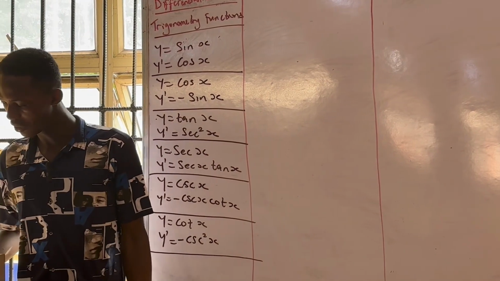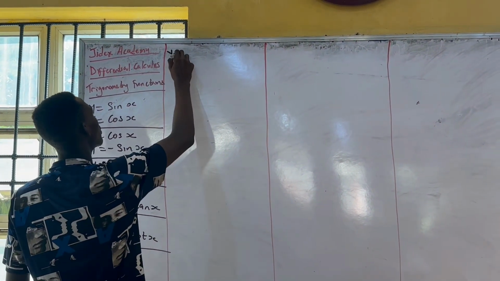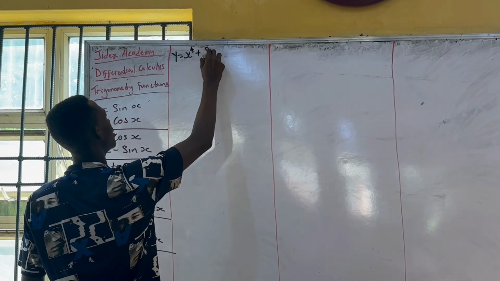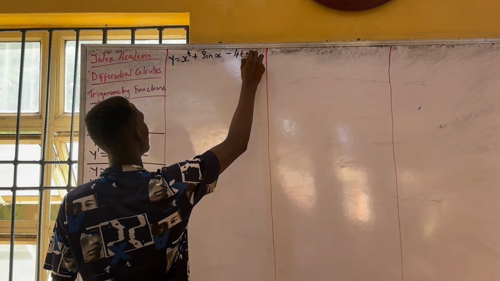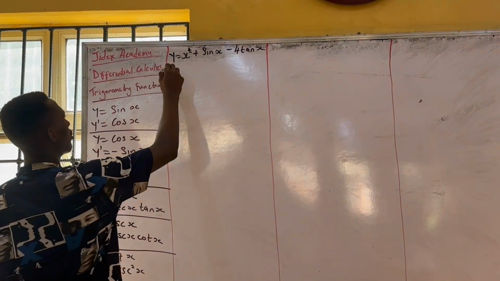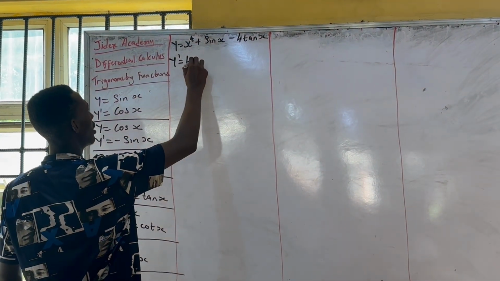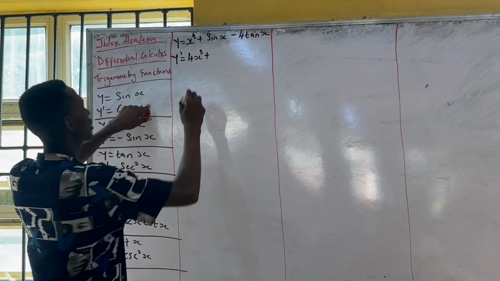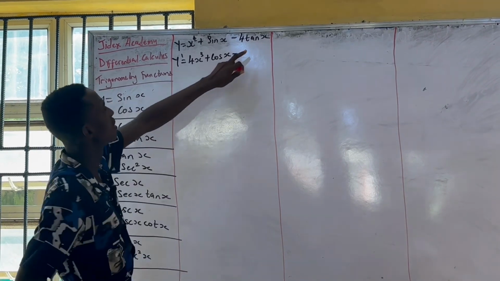Now, for the question for today, if your y is equal to x to the power of 4 plus sine x minus 4 tangent x, I'm supposed to find the derivative of this. This is how you solve it. Your y derivative is equal to the differentiation of this. This will give you 4x to the power of 3 plus, the derivative of sine x, which is cos x, minus 4 tan x.